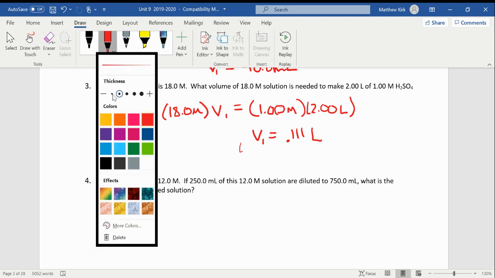Let me see if I can make this a little thinner. Ooh, let's try a sparkly one next. All right, let's try number 4.